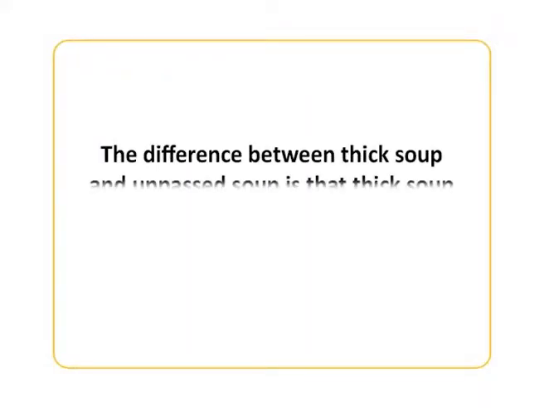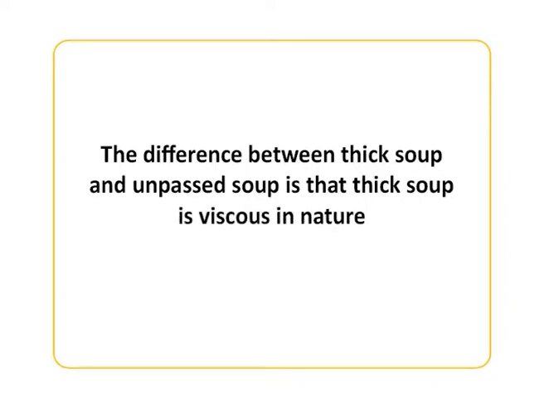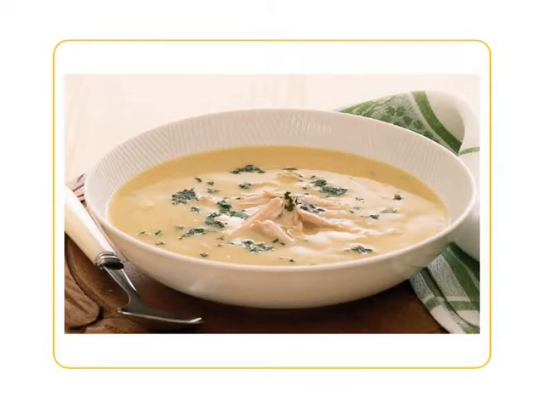The difference between thick soup and unpassed soup is that thick soup is viscous in nature. Thick soups are further classified depending upon the thickening agents used, as follows. First is the cream soup. This soup is prepared from the puree of vegetables, meat, fish or poultry. The name cream soup is usually given after the main ingredient. For example, cream of tomato is a cream soup made from tomato.